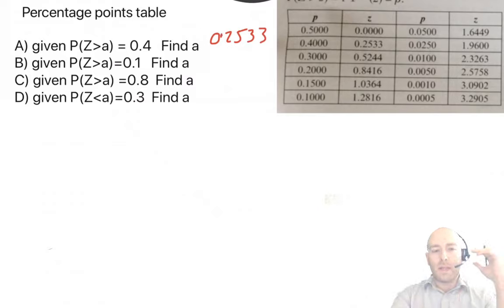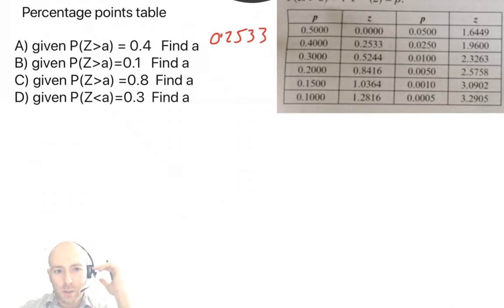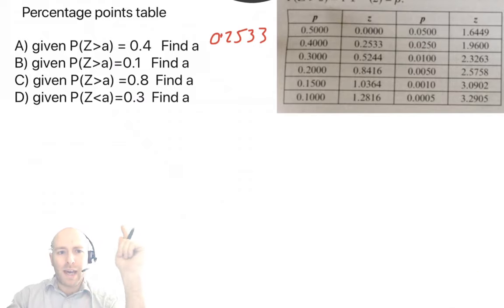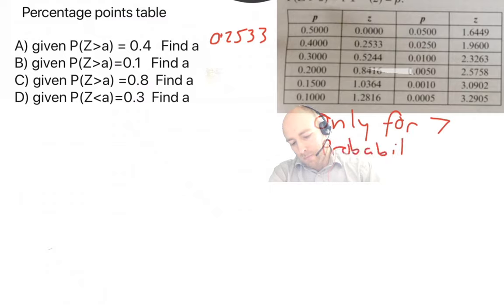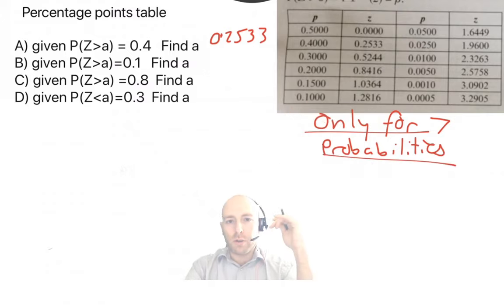So, I reckon I'll give you 4 minutes to give those a go. Make sure you sketch each one. The hardest bit is probably locating where A is. Then remember, the table is only for greater than probabilities. Cool, give it a go, see what you can work out.